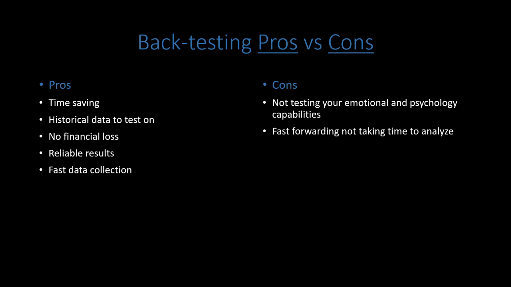And then fast forwarding, not taking time to analyze, which is true. You could say, okay, this trade is not going to work, I'm going to skip it and move on to the next day. But you're not taking time to analyze why the trade didn't work, or why the trade worked, because you have the tools to take you from one day to the next in seconds or minutes. So that's one problem I find personally with backtesting.